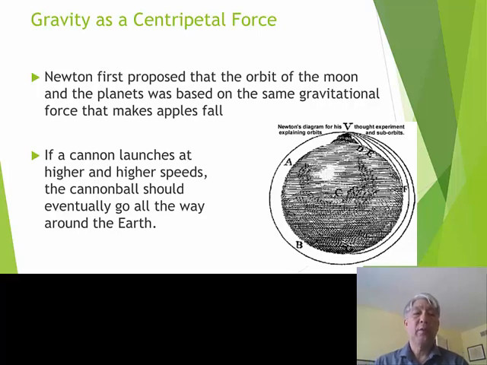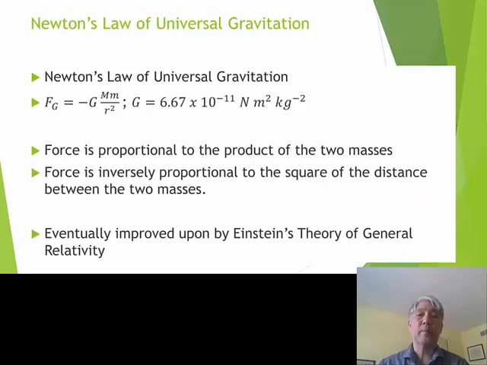Okay, so covering gravity as a centripetal force. This was Newton's proposal when he thought about shooting a cannonball at greater and greater speeds. Because the surface of the Earth is curved, at some point the cannonball will go all the way around and hit you in the back of the head. Now this doesn't actually happen because of air resistance, but this concept does hold if we eliminate friction and air resistance, and this is why the moon orbits the Earth.